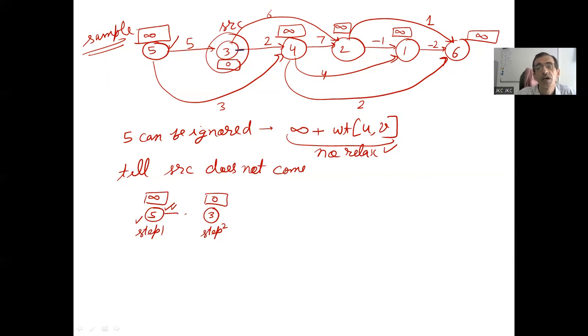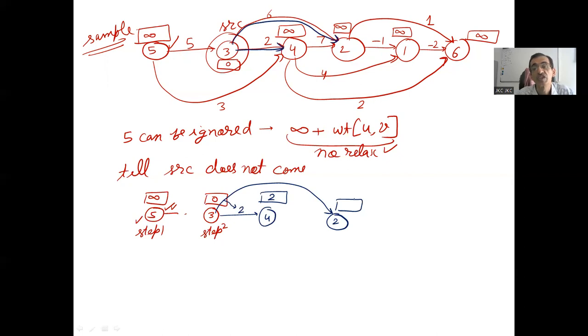So from 3, I have this going, I have this going. So via 3, because of this, 4's distance will be relaxed, and this will become 2. This is 0 plus 2. And via 3, this will also be considered, and vertex 2, this distance will be updated 0 plus 6, 6. There is no further outgoing from 3, no further relaxation possible.